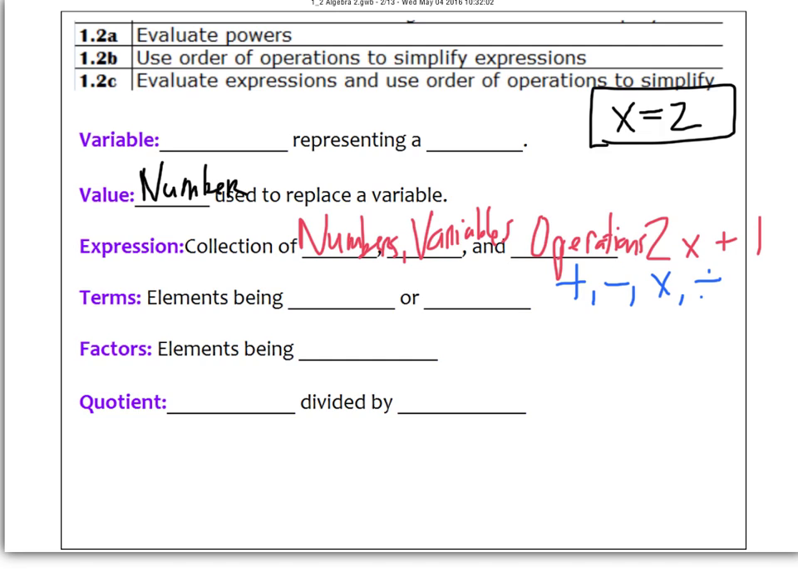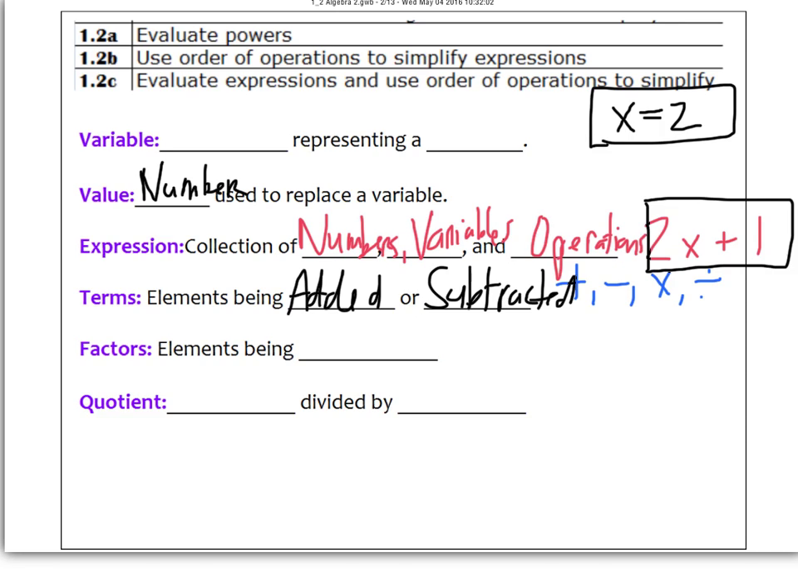Terms, if I take a look at this particular expression I wrote, 2x plus 1, the terms are the elements being added or subtracted. So when we look at, again, 2x plus 1, there's two terms. There's one thing being added to another thing. So one term is 2x, the other term is 1.